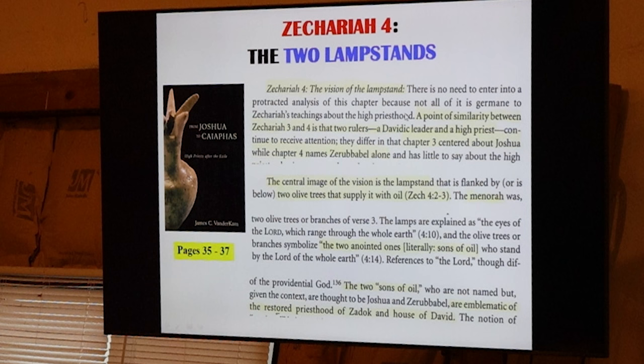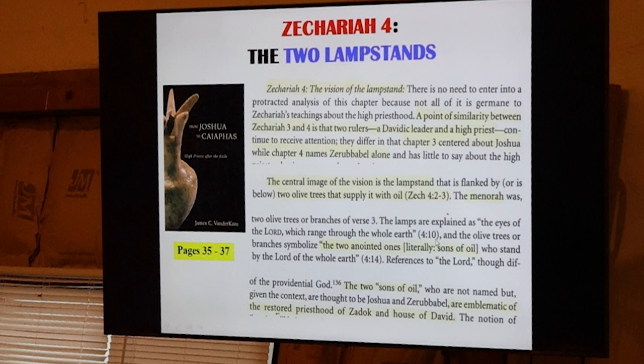It says, regarding Zechariah 4 and the vision of the two lampstands, a point of similarity between Zechariah 3 and 4 is that the two rulers, a Davidic leader and a high priest, are in view. Chapter 3 is centered around Joshua, while chapter 4 is about Zerubbabel. The central image of the vision is the lampstand and two olive trees that supply it with oil. The menorah and these two anointed ones, literally in the Hebrew, sons of oil.